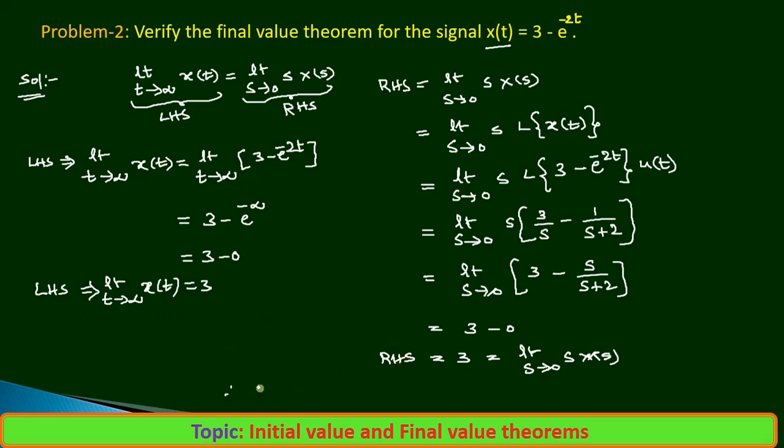Now observe this LHS part and RHS part. In this case, LHS equals RHS. Therefore, we can say the final value theorem is verified for the signal x(t).